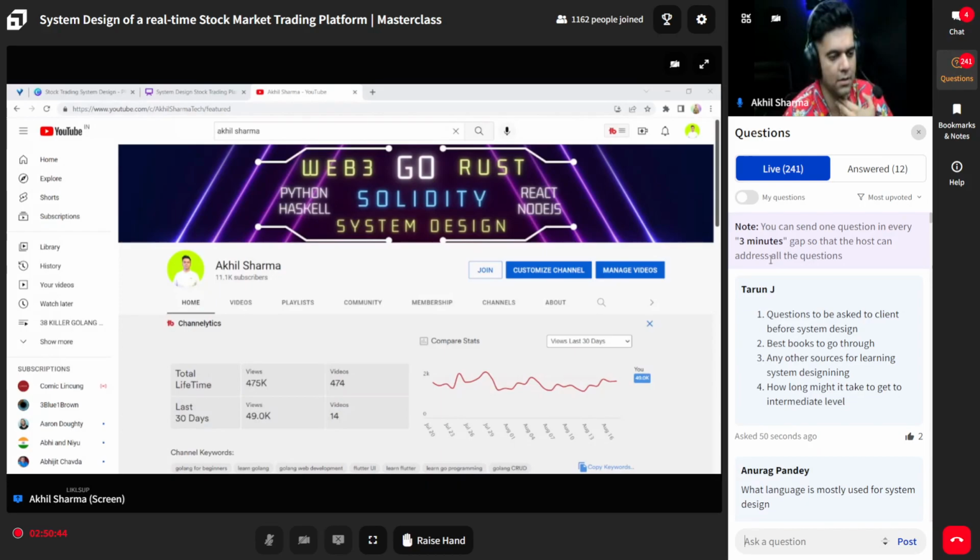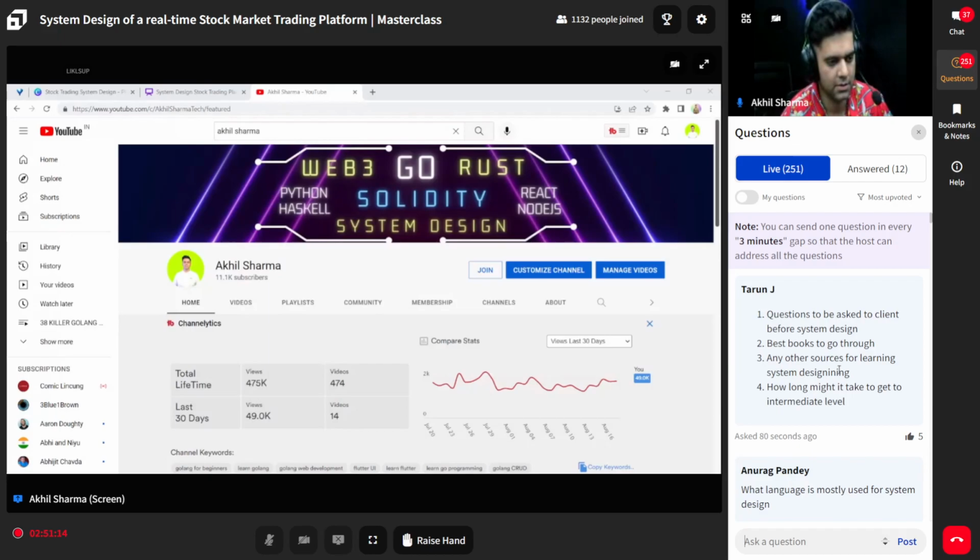So Tarun is asking about questions to be asked before system design, best books, and other learning sources. I think you mean questions to ask the interviewer before designing the system, right? You can ask about estimations, about the numbers, for what kind of scale the system should be designed. And for best books, I can send you a list on the WhatsApp group.